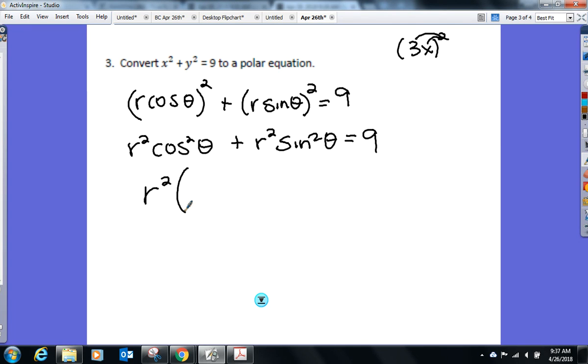Okay, ready? What's left? Cosine squared plus sine squared. And what's that identity you wrote at the top of the page? What can I substitute now in for cosine squared plus sine squared? 1 times r squared. This is 1, right? That's at the top. R squared, cosine squared plus sine squared is 1, so I substituted in 1 times r squared.